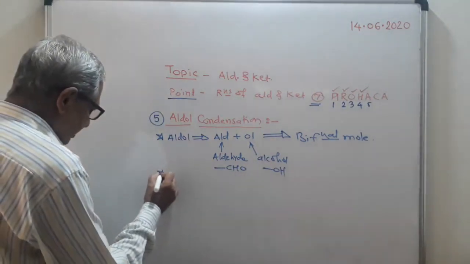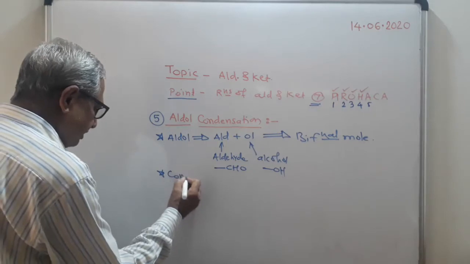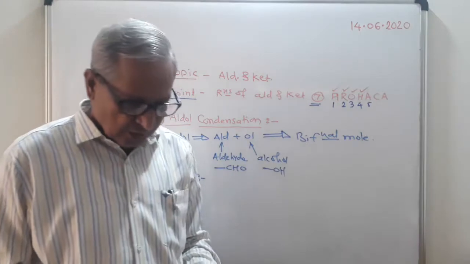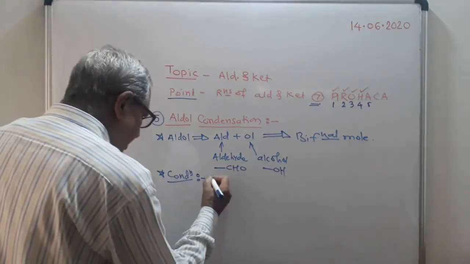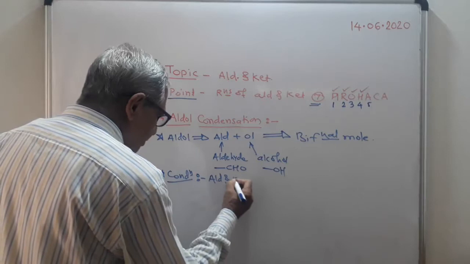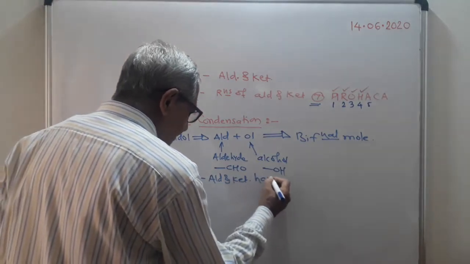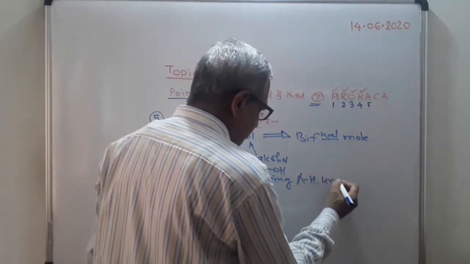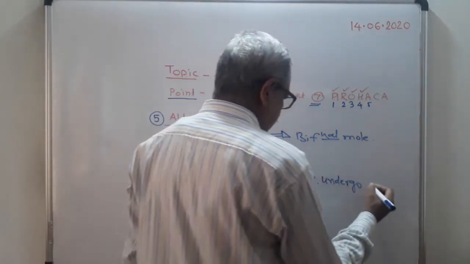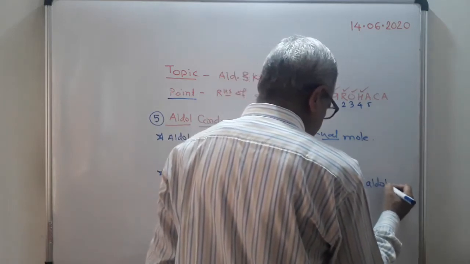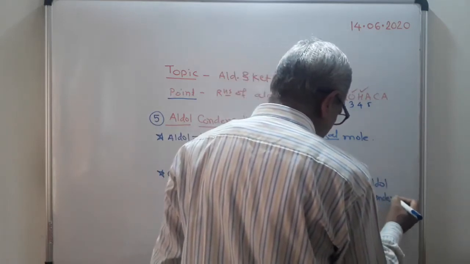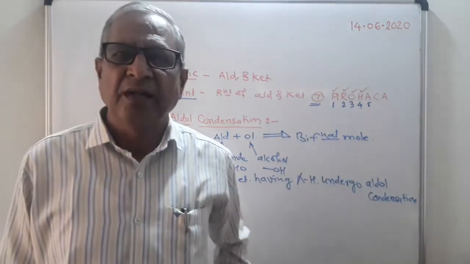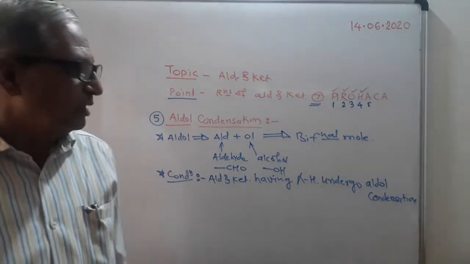Now see the important point here, the condition for the aldol condensation. This is the important point. So the condition is that aldehyde and ketone having alpha hydrogen undergo aldol condensation. Aldehyde and ketone having alpha hydrogen undergo aldol condensation.